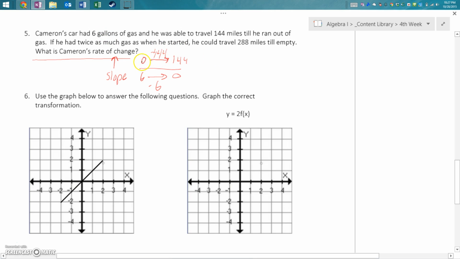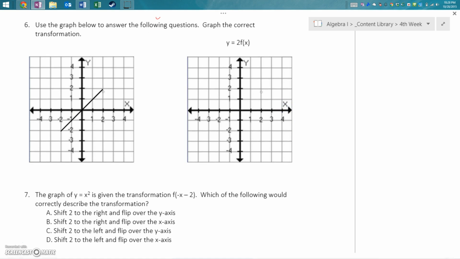So my rate of change, from 0 to 144, that's how many miles were driven. I lost 6 gallons over that period of time. So dividing that, I'm going to have a negative 24. There's my slope. And again, I just looked at my numbers here, and you could have used 144 and 288 and gone from 144 to 288, or switch the order of the numbers in any way, and you would still end up with this same negative 24 as your slope.